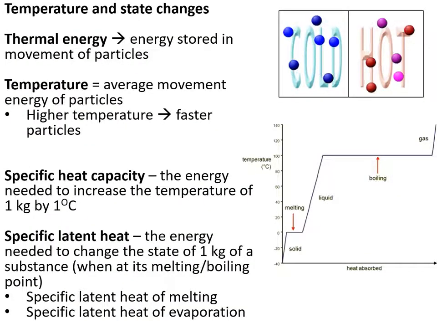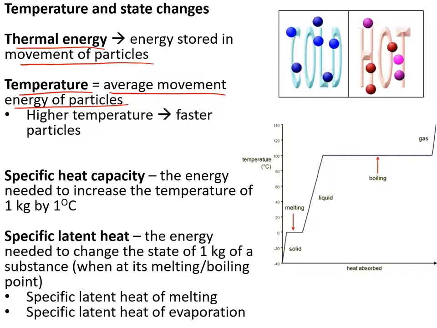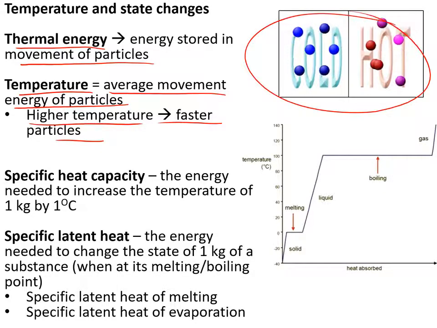Temperature and state changes. Now, thermal energy is the energy stored in the movement of particles. Okay. Temperature is the average movement energy of particles. So at a higher temperature, particles are moving faster, which you can see in this diagram there.